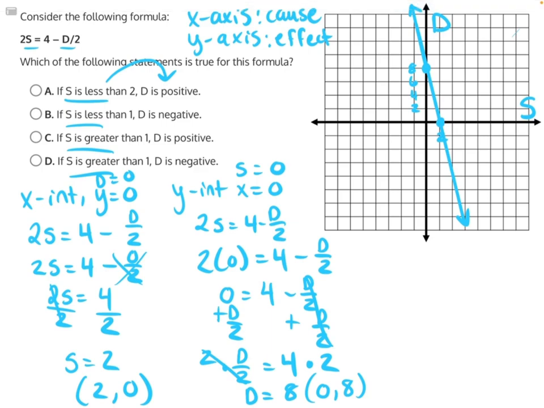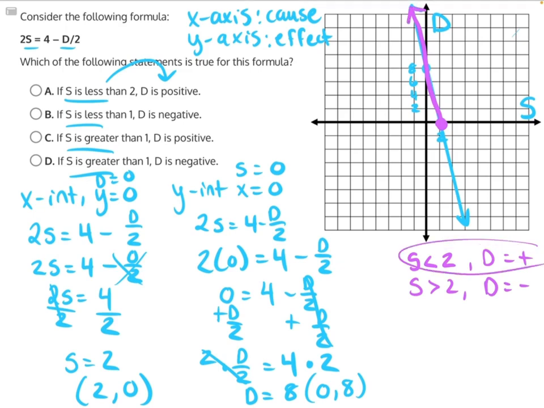So we can say that when s is less than 2, d is positive. But when s is greater than 2, d is negative. And that will help us find our correct answer. A says if s is less than 2, d is positive. And that perfectly matches one of our statements, the first one that we made. So that makes A our correct answer.